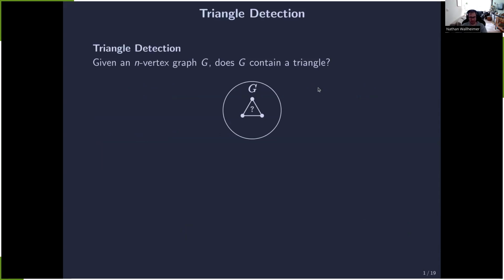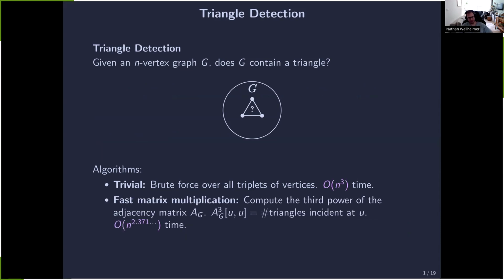So triangle detection is a graph problem where we are given an n-vertex graph G and have to decide whether G contains a triangle or not. It can be solved in cubic time by enumerating all triplets of vertices. It can also be solved using fast matrix multiplication. We compute the third power of the adjacency matrix and check if there is a non-zero entry in the diagonal.